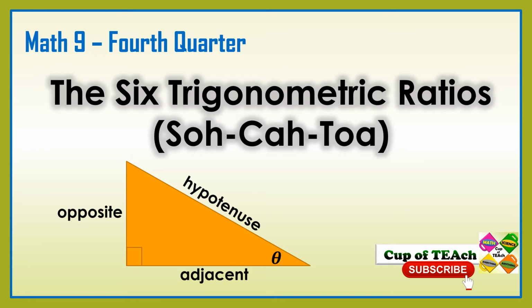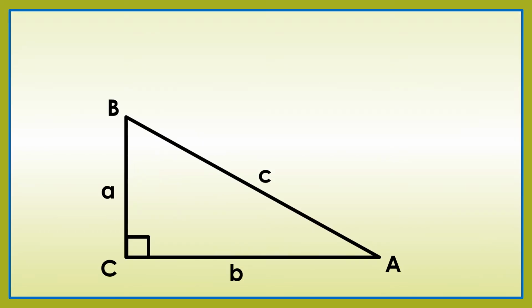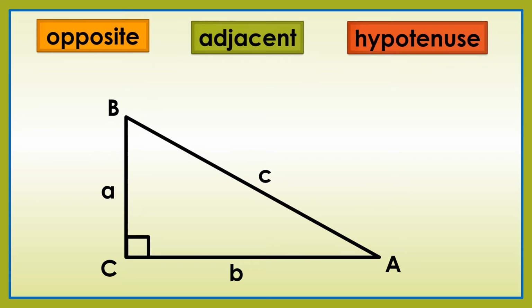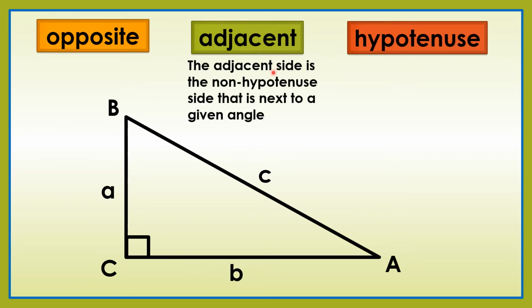This time, we're going to discuss the 6 trigonometric ratios. Let us consider triangle ABC, and the sides are side A, side B, and side C. So let us determine the opposite side, the adjacent side, and the hypotenuse. When we say adjacent side, the adjacent side is the non-hypotenuse side that is next to the given angle.